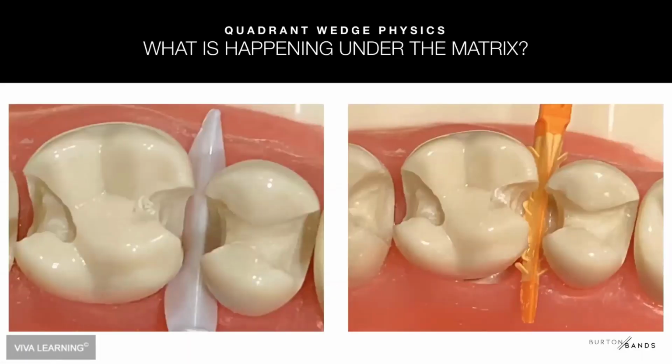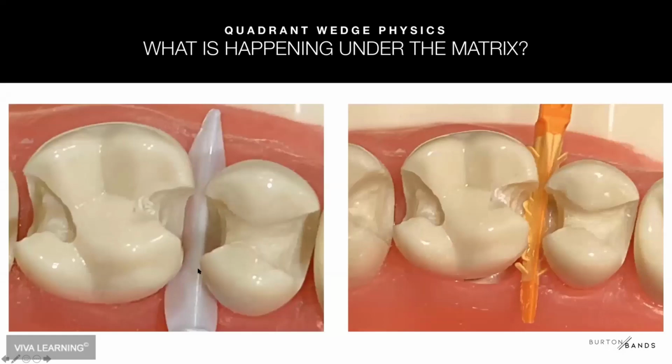So I went to town and just started figuring out what's happening under the matrix. And this is kind of what led me to those wedge physics diagrams. But I want to show you clinically what's happening under a matrix in these deeper cases. This is what I was talking about earlier. When we have these wide lesions that go down subgingivally a bit, or even not, when we need our wedge to do something, the wedge wants to go where the force is telling it to go.